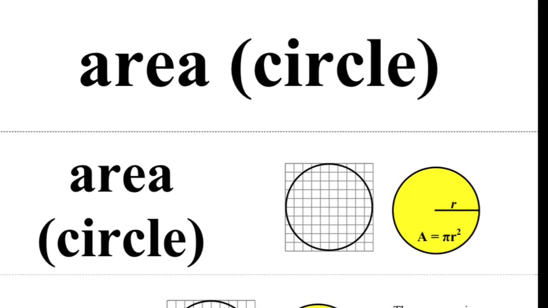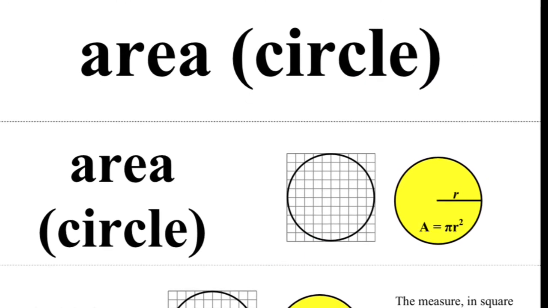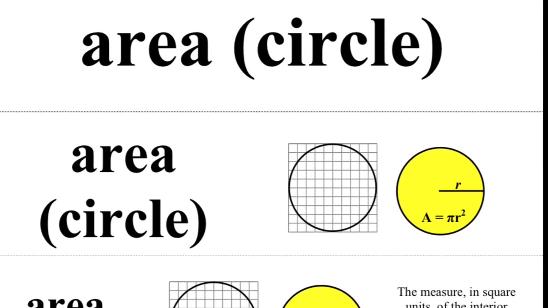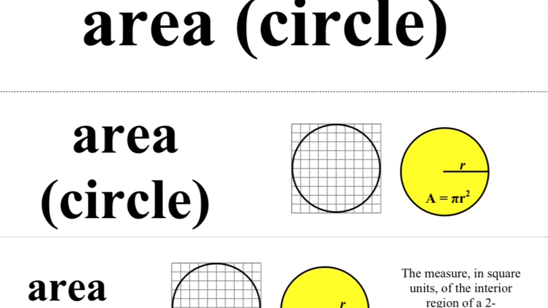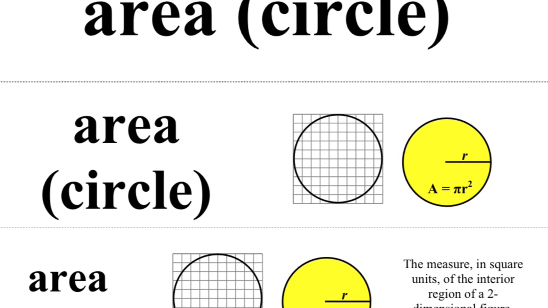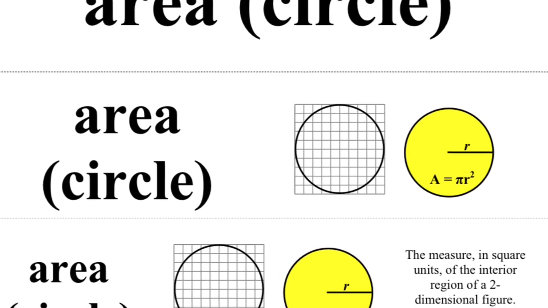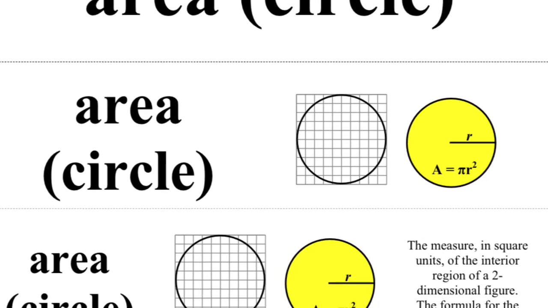The area of a circle is how much space a circle takes up. You can calculate that by taking A equals pi r squared. In other words, pi times the radius squared.